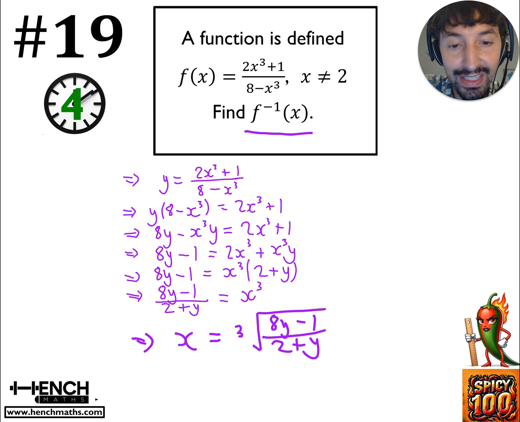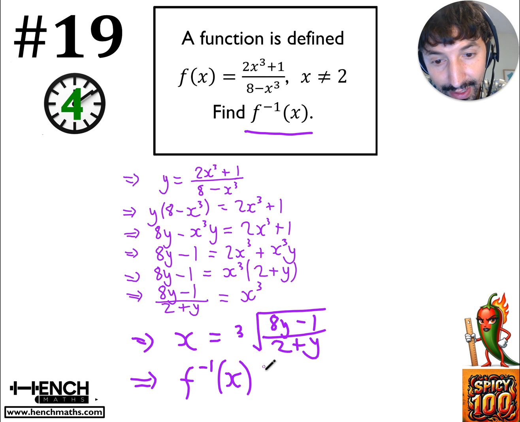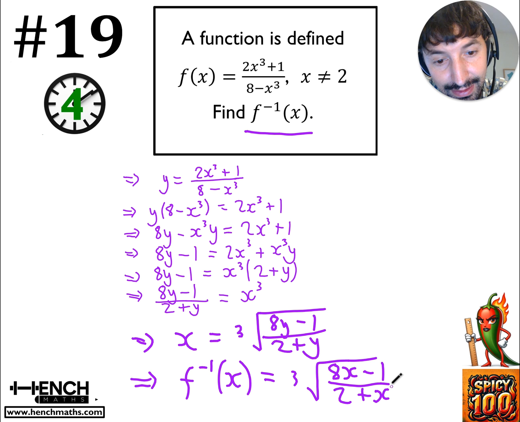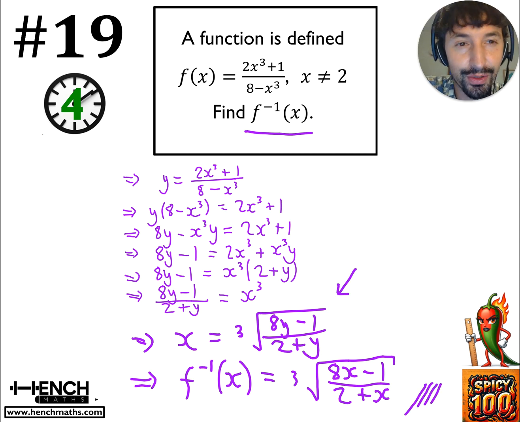Now our inverse function needs to be in terms of x. So we have one final step, and that's how we write the inverse function. We're going to swap these y's for x's. So it's going to be the cube root of (8x subtract 1) over (2 plus x). One big cube root. So our final answer needs to be written with this f minus 1 of x, this inverse function notation. And we need to remember to swap all these y's for x's. And that's our inverse function.